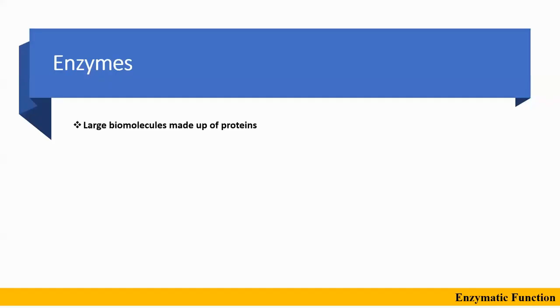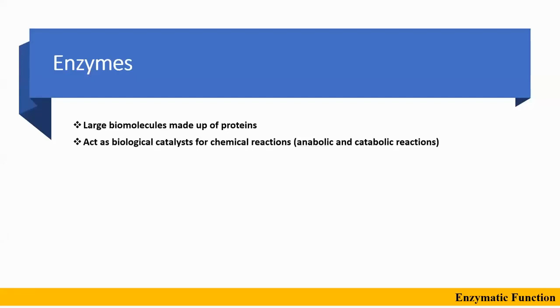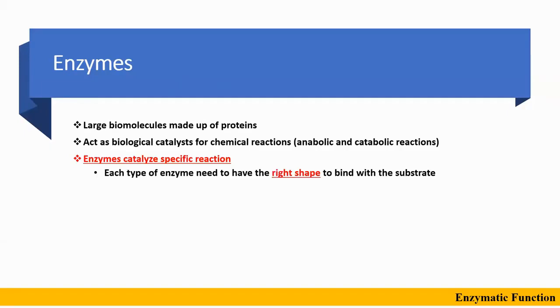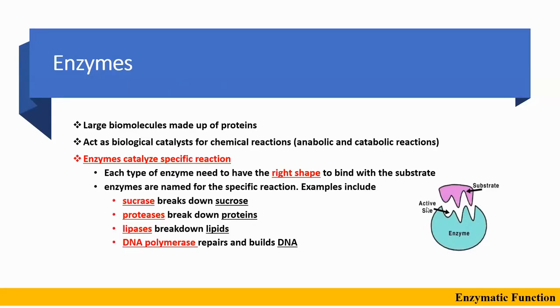Enzymes are basically defined as large biomolecules made up of proteins that are used to speed up the rate of chemical reactions. These chemical reactions can either be anabolic or catabolic. Enzymes catalyze specific reactions, hence they need to have the right shape in order to bind with the substrate. In this figure, the enzyme has this shape with which the substrate is able to bind onto.